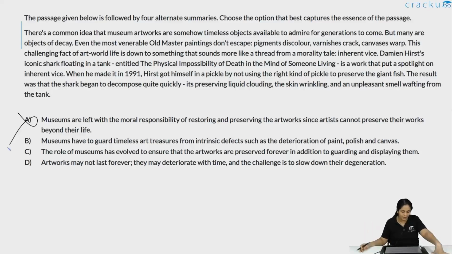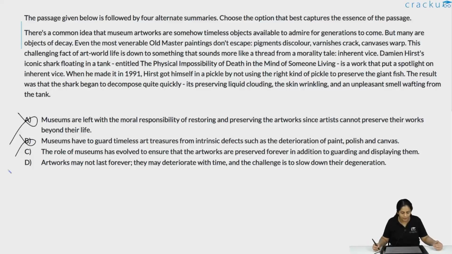Option B: Museums have to guard timeless art treasures from intrinsic defects such as deterioration of paint, polish and canvas. It's not an intrinsic defect. It's basically the fact that even if you are making a perfect painting, even like the old masters, all of this inherently will have an end date. It's not that they are defective. They just have an end date. Everything has an end date. The point is also missing that all artwork is not timeless. They have a lifetime. So that particular point is missing. So option B can be eliminated.